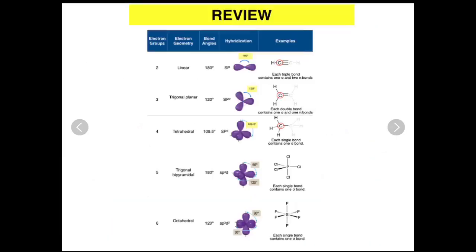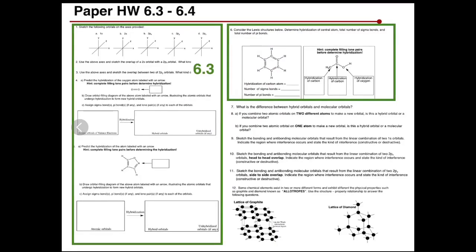So the review of this lecture video again: these are the types of hybridization that you will need to know, especially the first 3. This one you will need to be able to draw a diagram. The homework associated with this would be paper homework chapter 6.3 to 6.4, which is going to be this part right here for this video. You already see the different shapes of the orbitals, so you should be able to answer that.